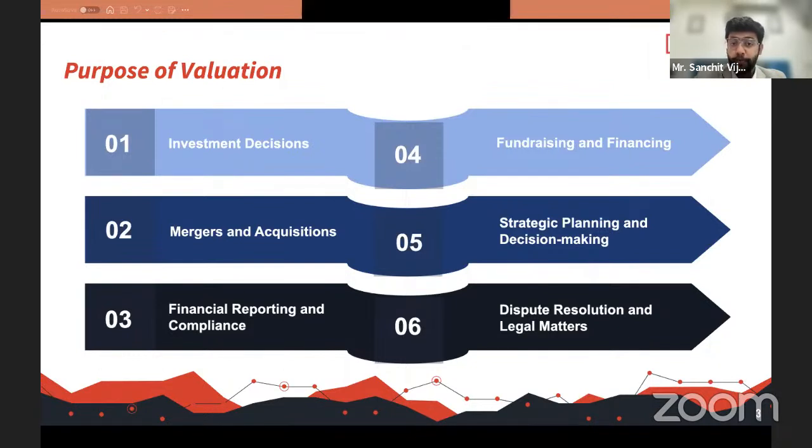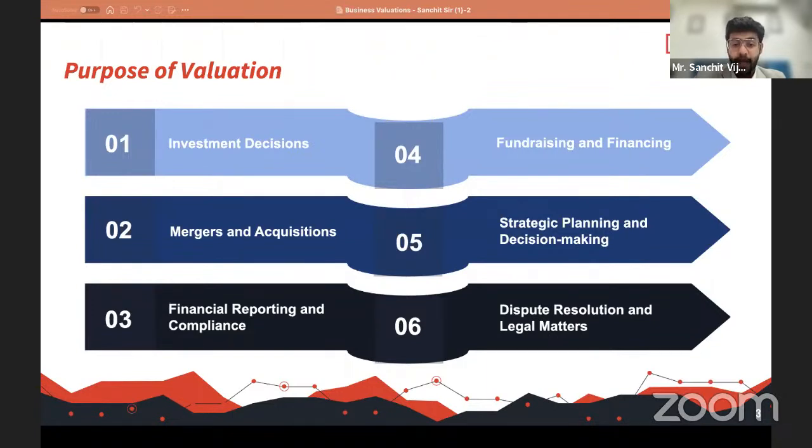Fourth is fundraising and financing. As we all know, there's a boom in the startup industry and everybody is raising funds here and there. Valuation plays a vital role when a business seeks funding or financing. Investors, lenders, and financial institutions evaluate the value of a business to determine its creditworthiness, risk level, and potential for future cash flows. Valuation thus helps in raising capital through equity or debt offerings, securing loans, or even attracting investments from external sources.